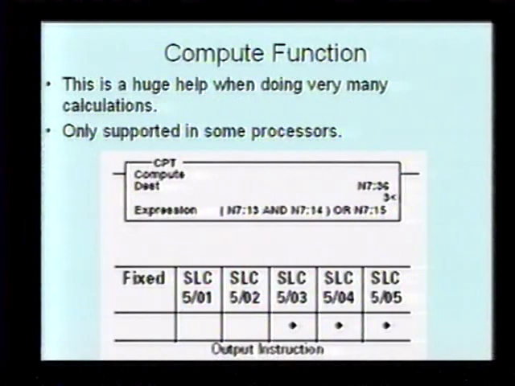A compute function is a huge help when doing very many calculations, but it's only supported in some processors. So you cannot use this in a 501, 502, or the fixed SLC I/O. However, you can use it in the AB1200. So you can see here you've got a compute function. Its destination is N7:36. They have an expression N7:13. N7:13 is ANDed with N7:14, which is ORed with N7:15. The result is stored in N7:36.